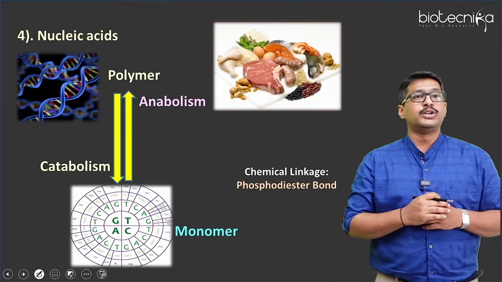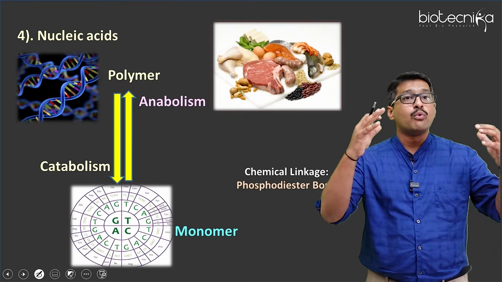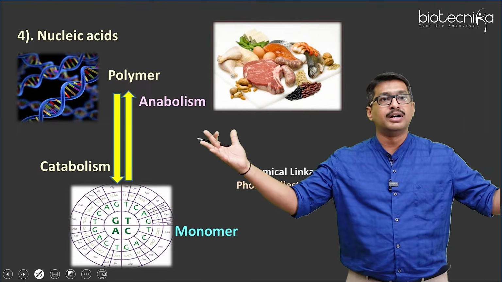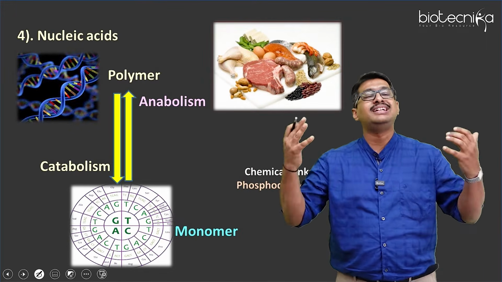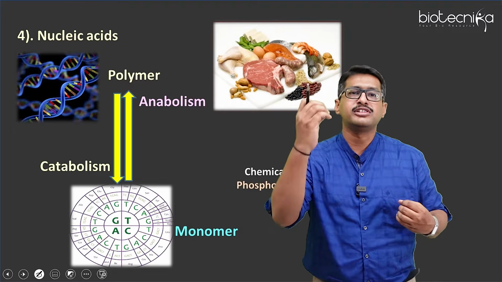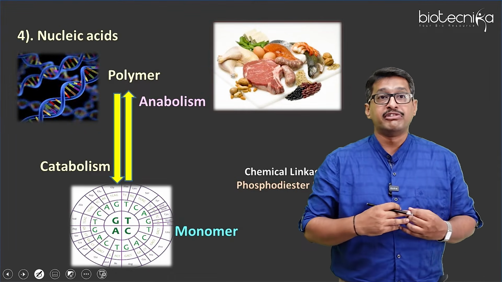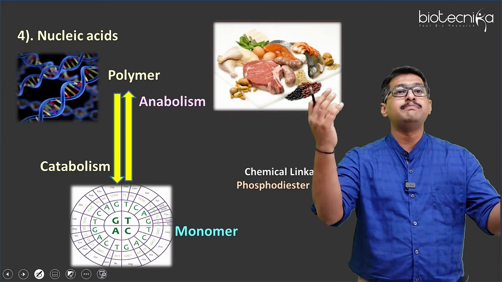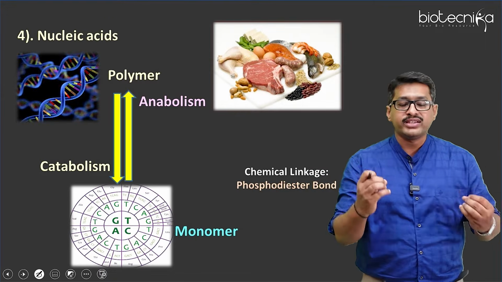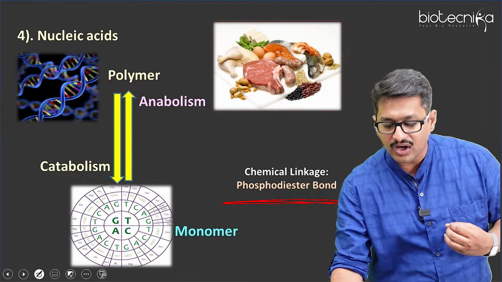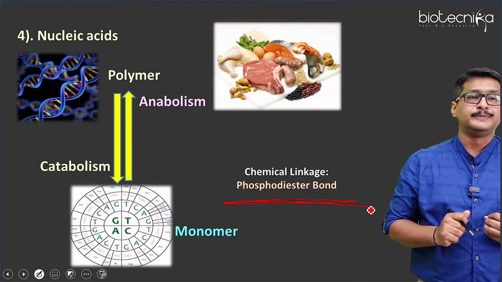So the fourth biomolecule is nucleic acids. So nucleic acid as a bigger polymer, when it has been broken down or when it undergoes catabolism, forms the smallest unit which is called nucleosides or nucleotides. However, one nucleoside is bound to another nucleoside with a bond, and this bond is called phosphodiester bond.